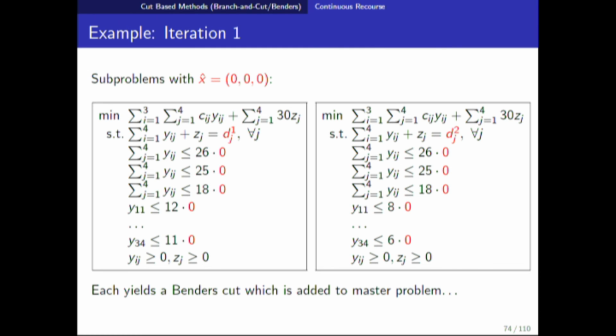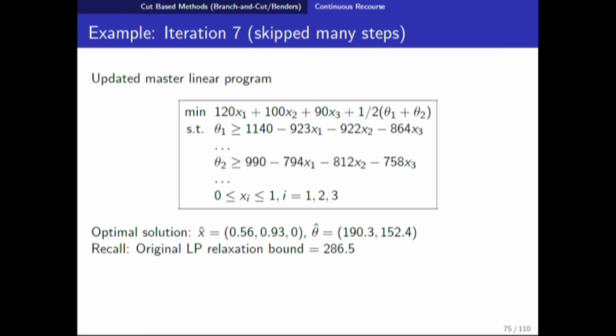Okay, so you solve each of these new linear programming subproblems. You get Benders cuts, just like you had Benders cuts before. It's just that the linear program that you derived them from is different. It has more constraints in it. And so I do that, and I do that over and over again. So I'll skip all those iterations. I'll just cut straight to the conclusion.